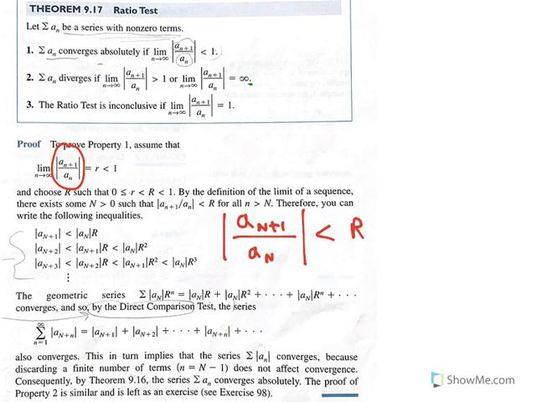So you can simplify the left side so that you'll have the absolute value of a sub uppercase N plus 1 divided by the absolute value of a sub uppercase N. And then you can multiply both sides of this inequality by the denominator of the left side, and that would give us this particular inequality. And that's what we have here.